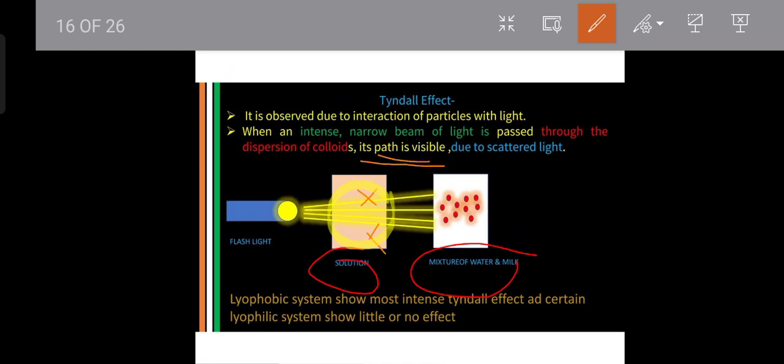It is observed due to the interaction of that particular particle with the light. A narrow beam of light passing through a colloid will scatter, because tiny dispersed phase particles are present. But in a solution there is no dispersed phase; there is only solute and solvent.